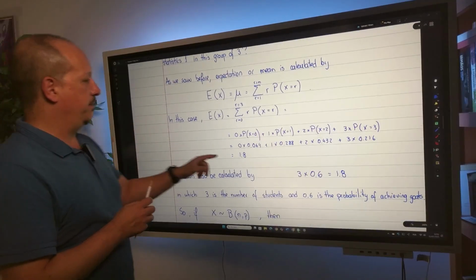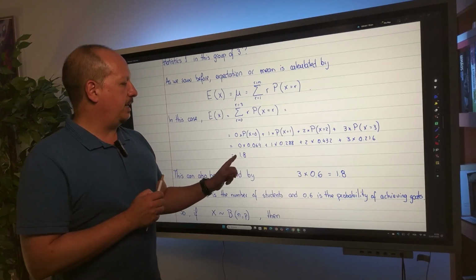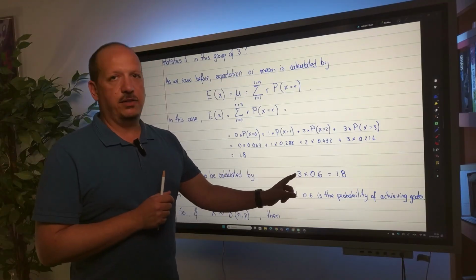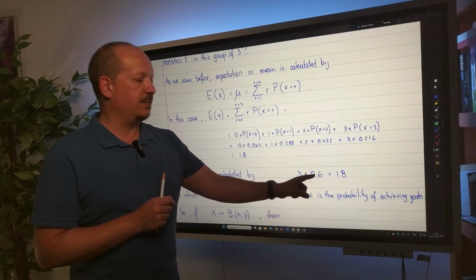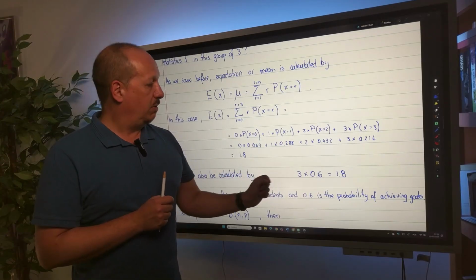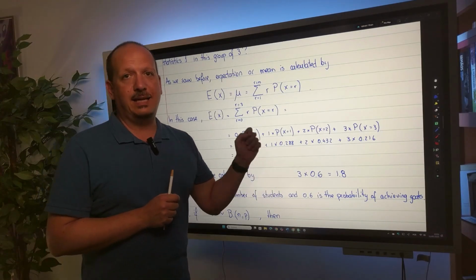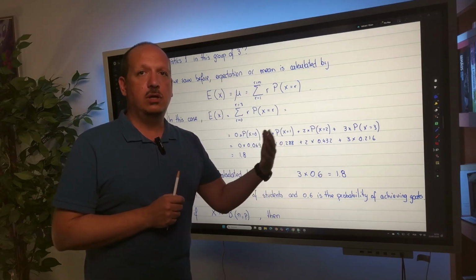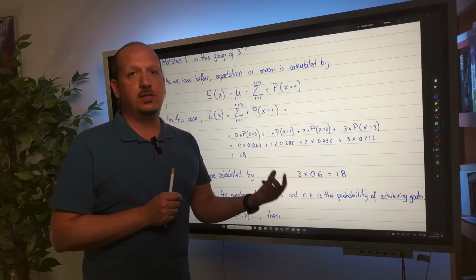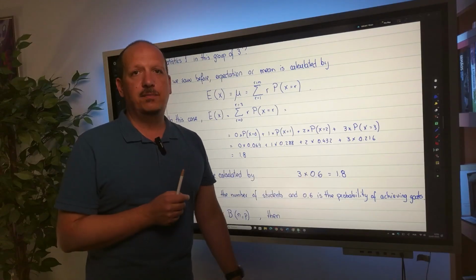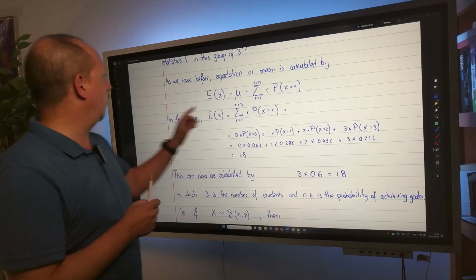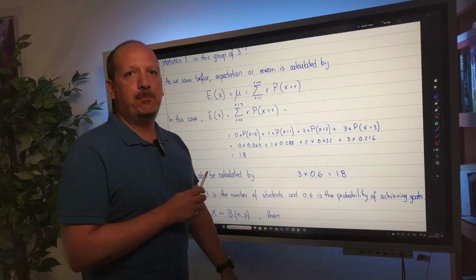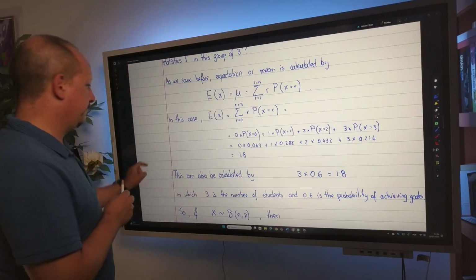What is the shortcut? You can get 1.8 just by doing 3 times 0.6. And what is 3? 3 is n. What is 0.6? 0.6 is p. So if you want to calculate the expectation when you're studying a binomial distribution, just multiply the two parameters, n and p, and that's it. That's the expectation. You don't have to waste time using the general expression for discrete random variables.